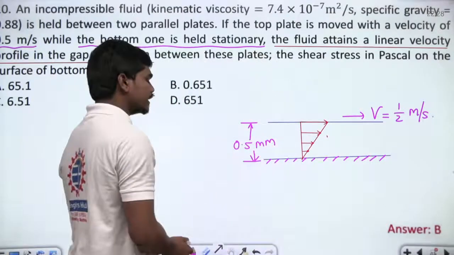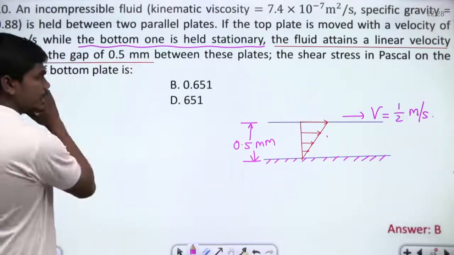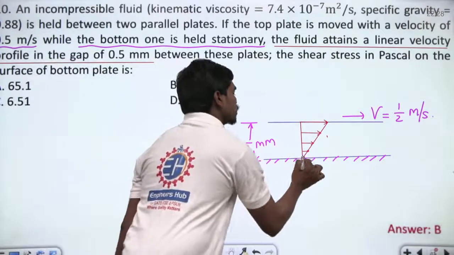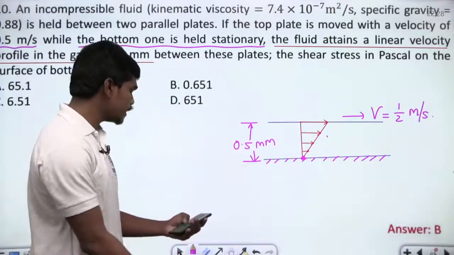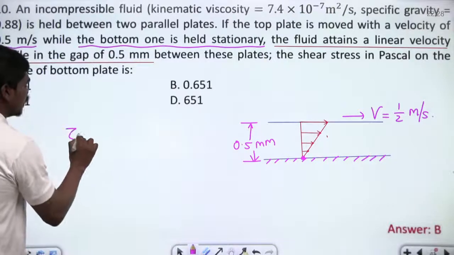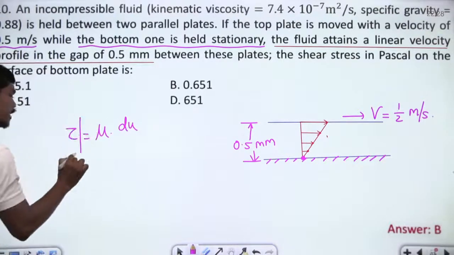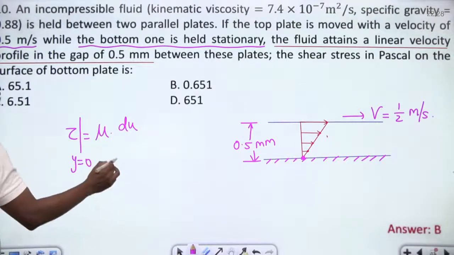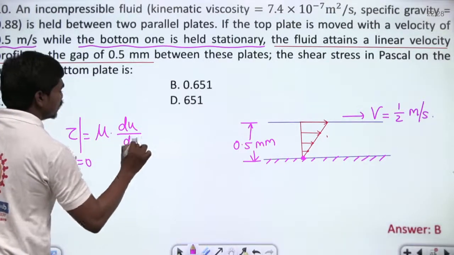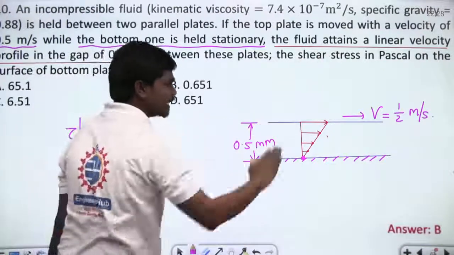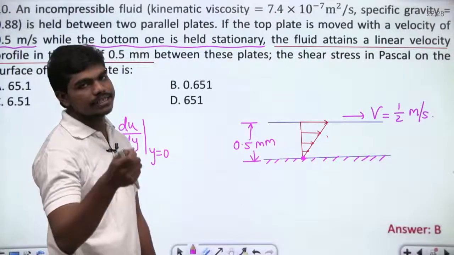Fine. This is the case, correct? So we can apply what they are asking you finally, the shear stress in Pascal on the surface of the bottom plate. So they are asking you what is the shear stress value at this point, correct? So we know tau is equal to mu into du by dy, at the point y is equal to 0, and since mu is constant, we will consider du by dy at y is equal to 0. But here the velocity is varying linearly, which means your velocity gradient is same at every point.